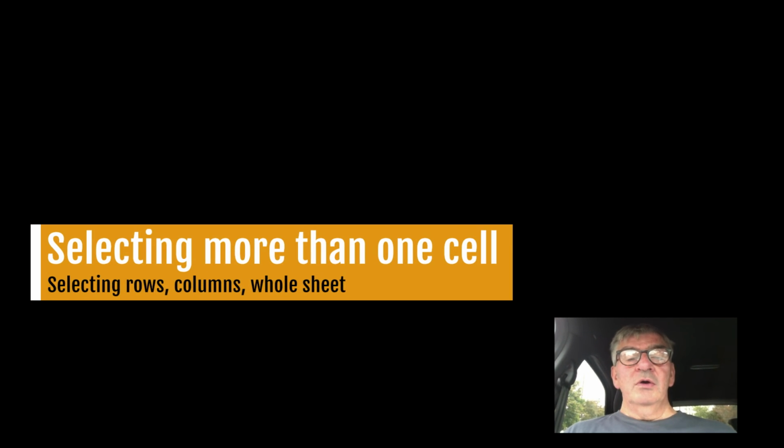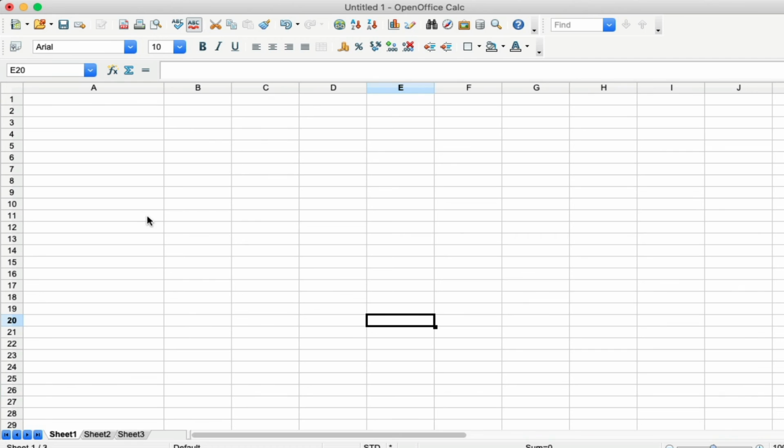Selecting cells, cell ranges, a row, a column, the whole sheet. Now, for productivity reasons, it's a good idea to be able to select specific regions in a spreadsheet. So let's go through how you would select a row by clicking here on one of the numbers all the way down the left hand side. It selects the whole row.